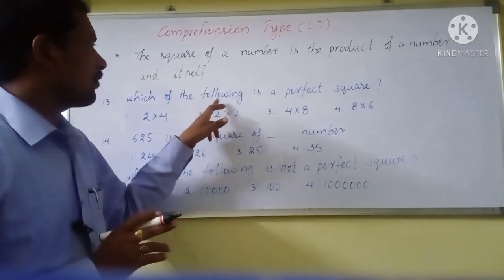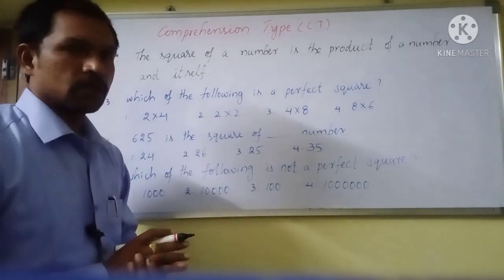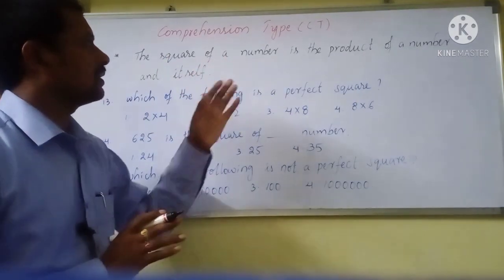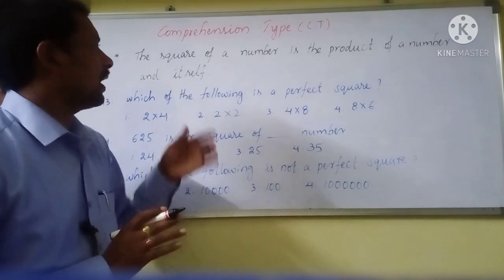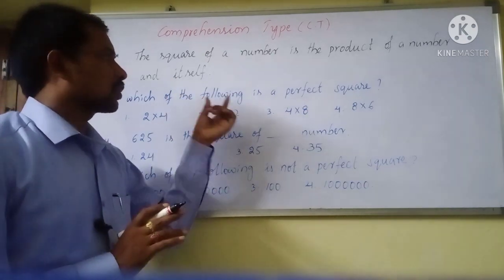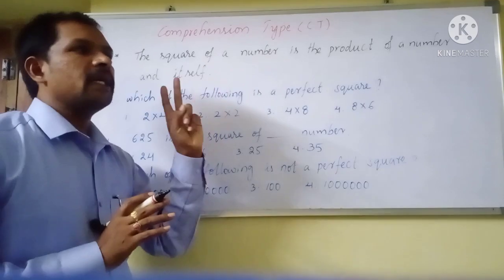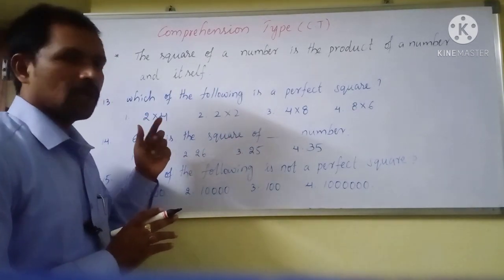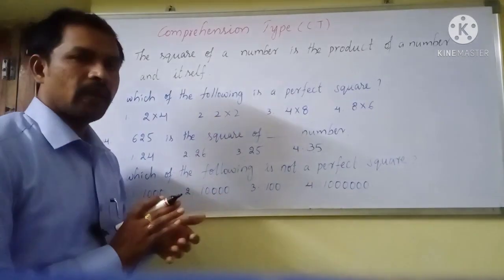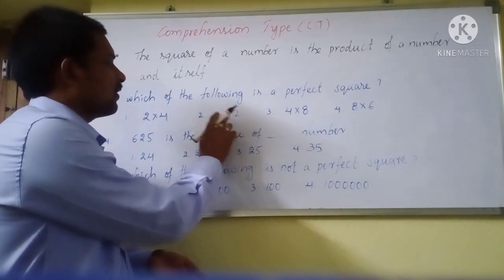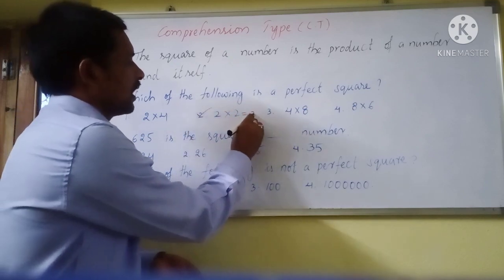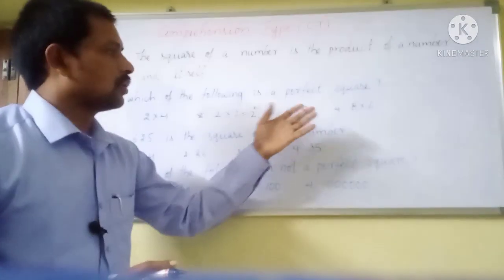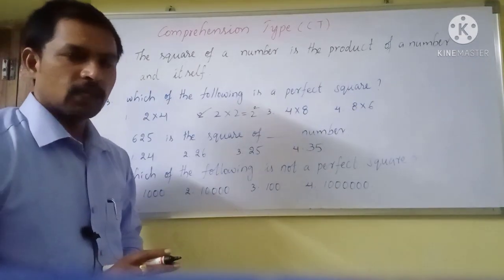Which of the following is a perfect square? According to the definition, the square of a number is the product of a number and itself. That means the number should be multiplied twice. Here 2 into 4, so 2 and 4 are different numbers. Then coming to 2 and 2, the number and itself are multiplying, so you can write it as 2 square. Then coming to the remaining options, there is no chance of repetition.